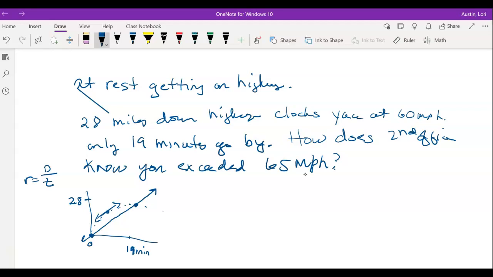Now, there's an issue with this problem. We know things in miles per hour, right? With speed. 19 minutes is not. So what do you have to do? Take your 19 minutes and convert it to, yeah, you can leave it like that. Leave it as a fraction. We're going to use a calculator in a minute anyway. Does that make sense? So instead of 19 minutes, we're going to call it 19/60ths of an hour.